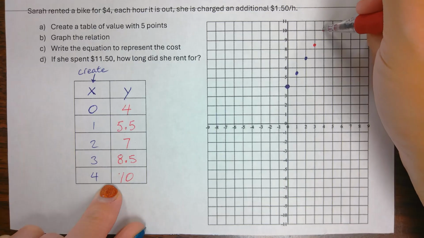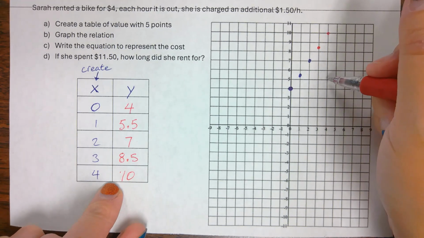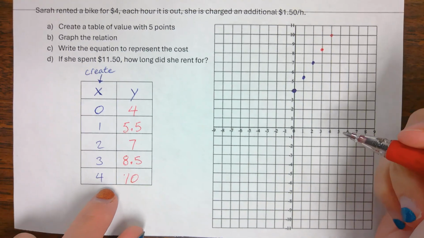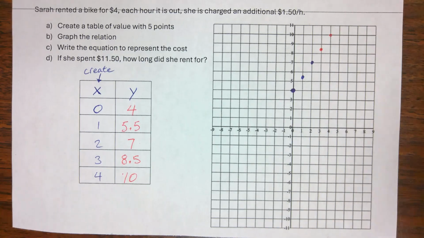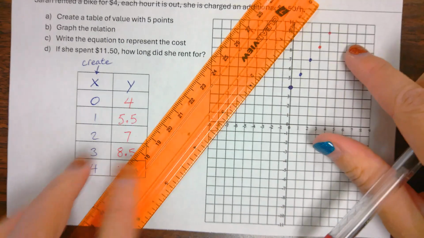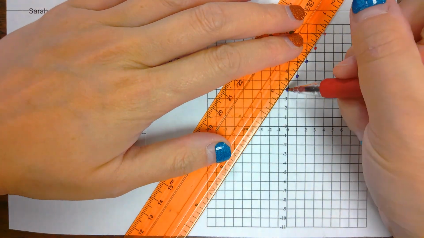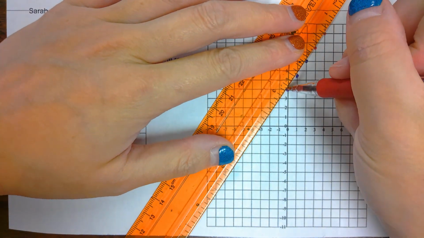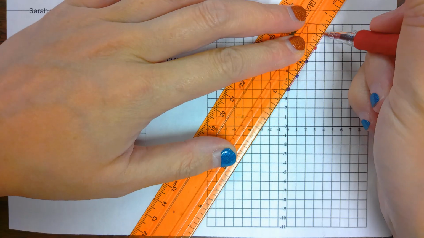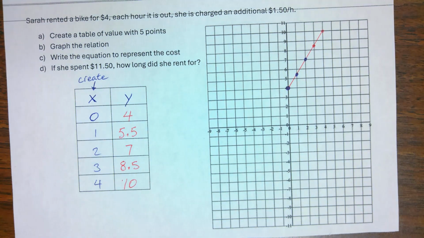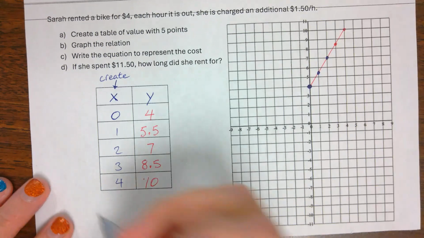So that if, let's say, one of my points is down here because I wrote 4 instead of 7, then I catch my mistake. You can actually catch your mistake if the points don't line up properly. Okay, there's my line. Write the equation to represent the cost.